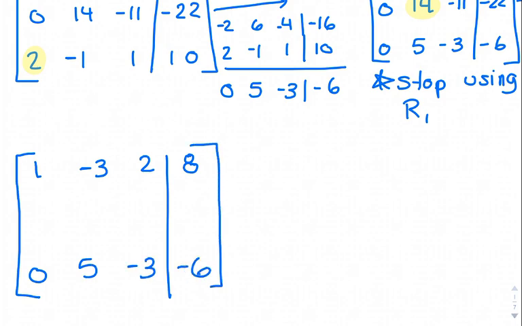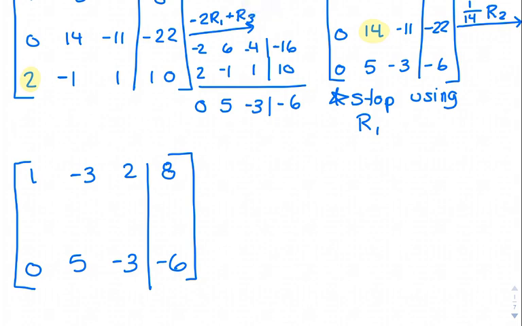And now I'm going to take row 2 and multiply it by 1 over 14. So 0 times 1 over 14 is 0. 14 times 1 over 14 is 1. Negative 11 times 1 over 14 is negative 11 over 14. And then negative 22 times 1 over 14, if I simplify that, is negative 11 over 7. You can use a calculator to simplify that.